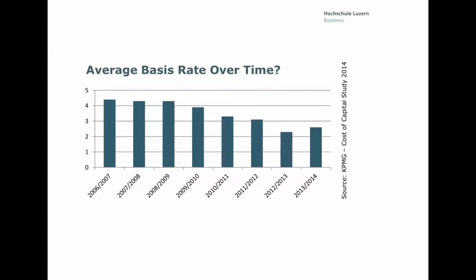Now let us look at the components of the CAPM in detail. First, we consider the risk-free rate or basis rate. The risk-free rate represents the interest an investor would expect from a totally risk-free investment over a specified period of time. According to the KPMG Cost of Capital Study 2014, the average risk-free rate varies between 2.6 and 4.4% in the 2006 to 2014 period.